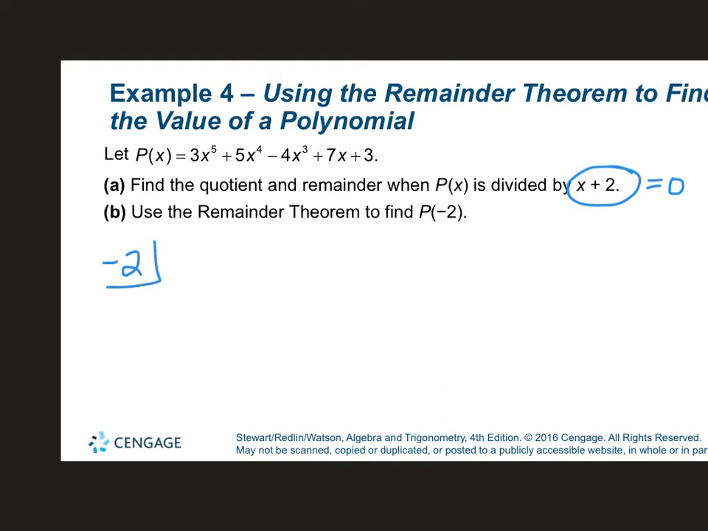Now I'm going to write out the coefficients of all the variables. So x to the 5th coefficient is 3. x to the 4th coefficient is 5. Negative 4. What's the coefficient of x squared?